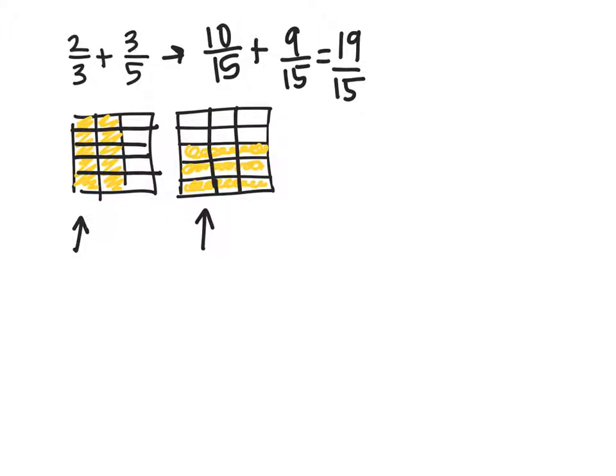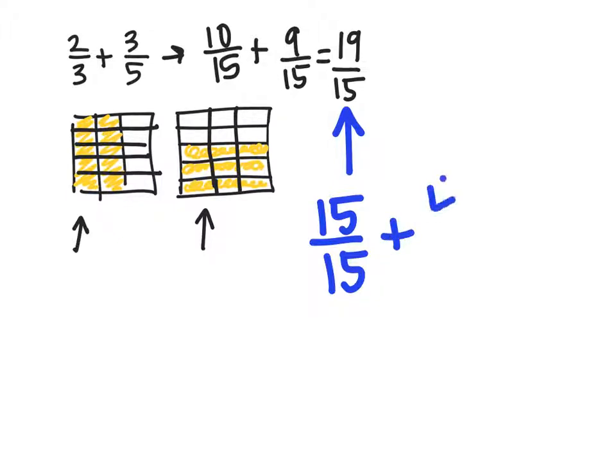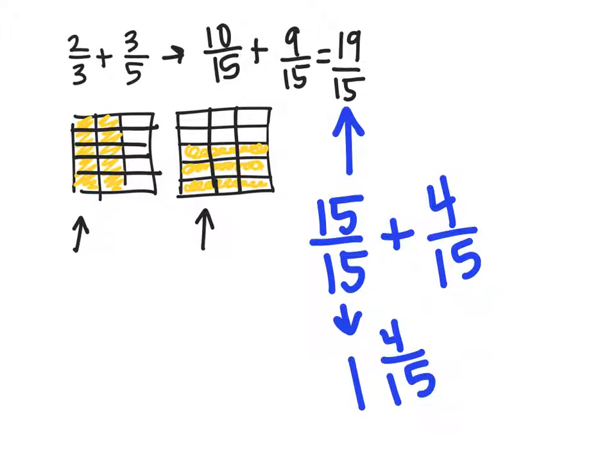Notice our answer is more than 1. We can get 1 whole out of this answer. What is 1 whole? 1 whole in this case would be 15 15ths. And then we need to think, if we have 15 15ths, how many do we have left? Well, we've got 4 15ths left. We know that 15 15ths is equivalent to 1, and then if we add our 4 15ths, then we get 1 and 4 15ths as our final answer.